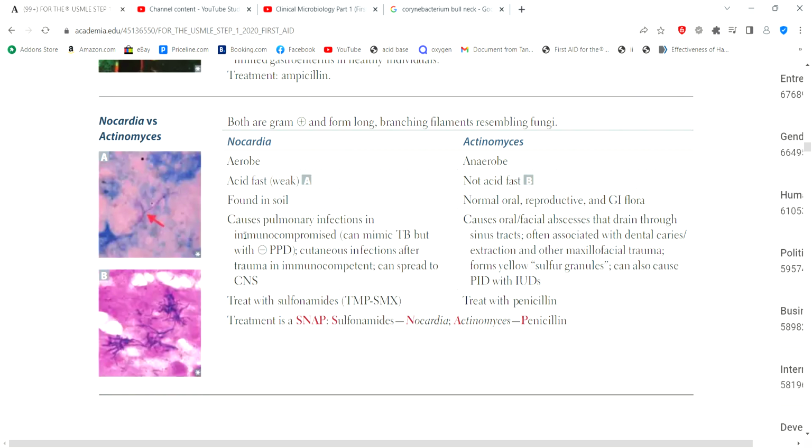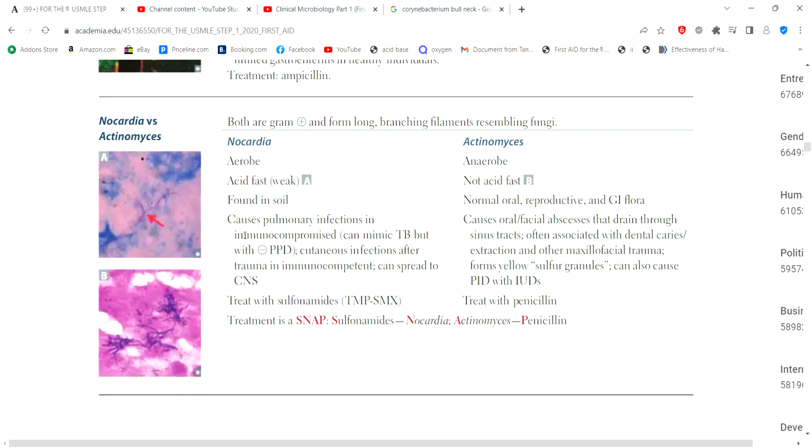Nocardia causes pulmonary infections in immunocompromised people. It can mimic TB, but will have a negative PPD test. Nocardia produces cutaneous infections after trauma in immunocompetent people. It can spread to the CNS, central nervous system.